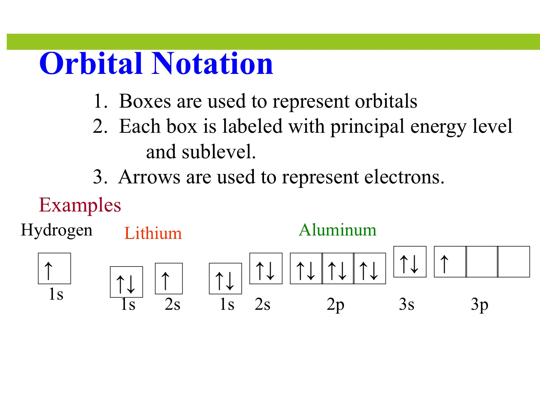So hydrogen has a configuration of 1s1. So it's in the first shell and subshell, and it just has one electron, so there's one arrow in that box. Lithium has a configuration of 1s2, 2s1. So we see in the first shell and subshell, there's 2 electrons, and then in the second shell and subshell, there's only 1 electron.